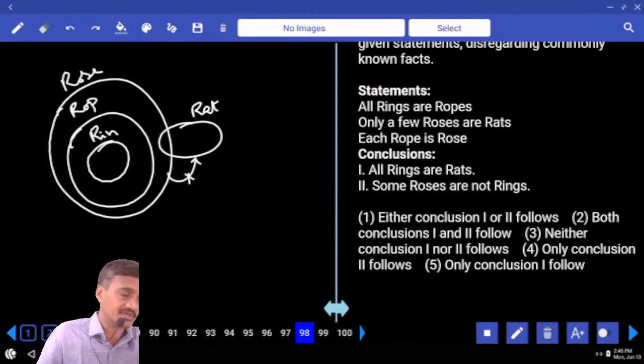All rings are red. True or false? Tell me. All rings are red. True or false? Ring is here, red is here. No intersection between these two. False. Some roses are not rings. True in the false in the true in. Some roses are not rings.